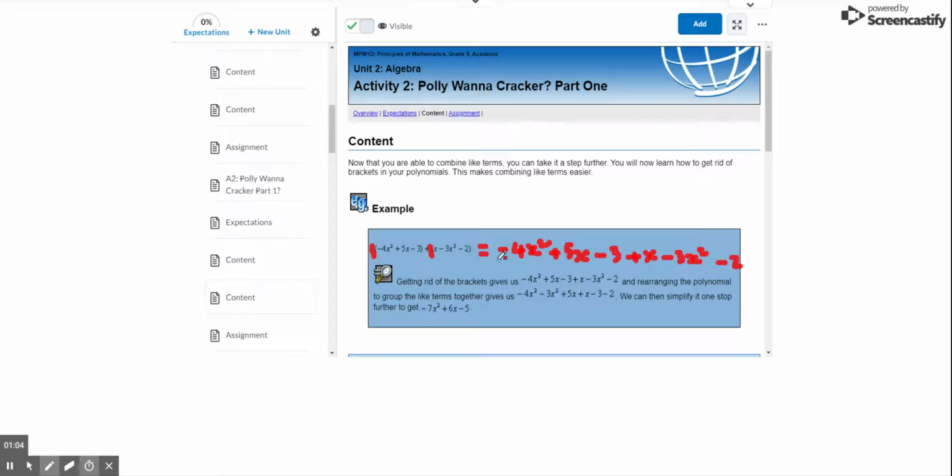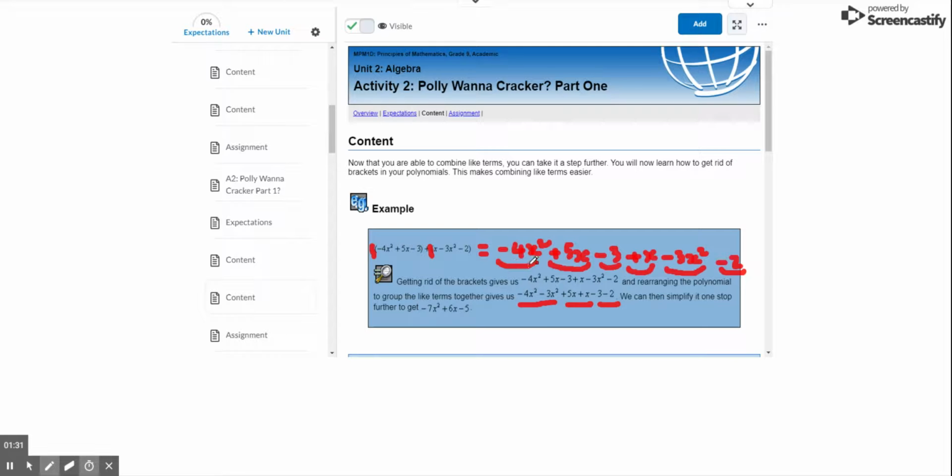Then we group our like terms. So minus 4x squared and minus 3x squared. That's why they wrote it here like that. Then they group the x's. You keep the signs in front. Plus 5x and plus x. That's what they had here. Minus 2 and minus 2. Minus 3 and minus 2. That's how they got those there.